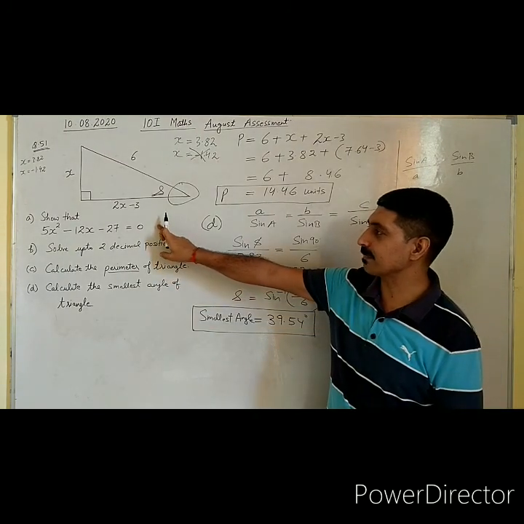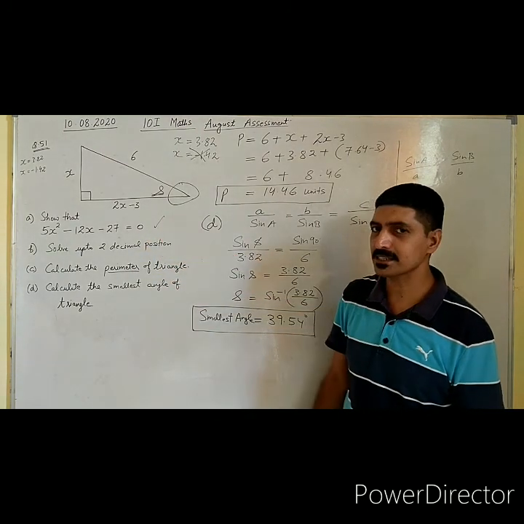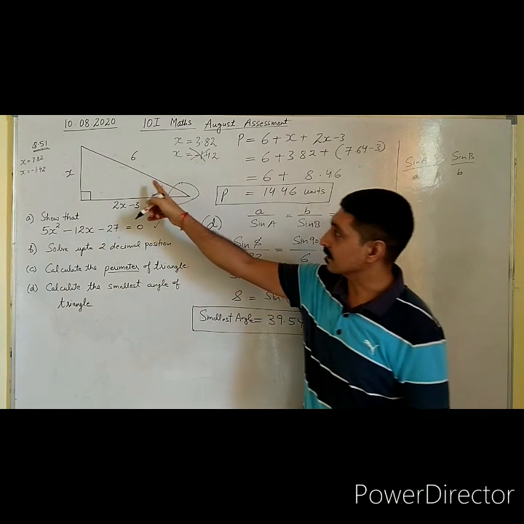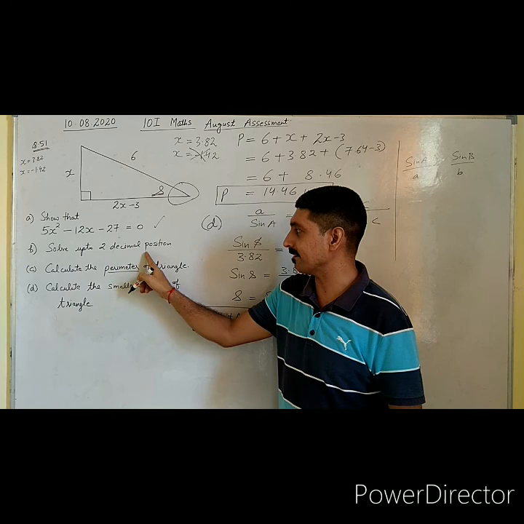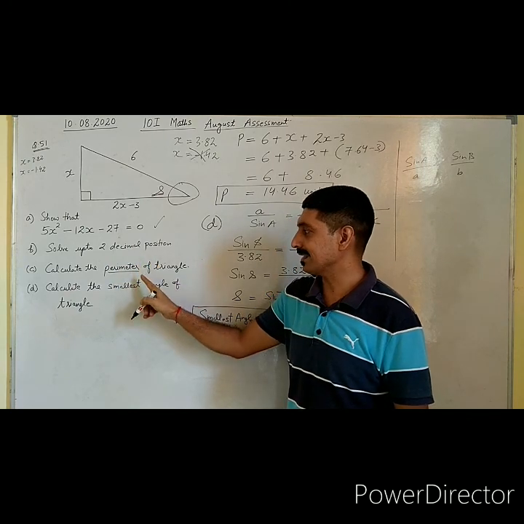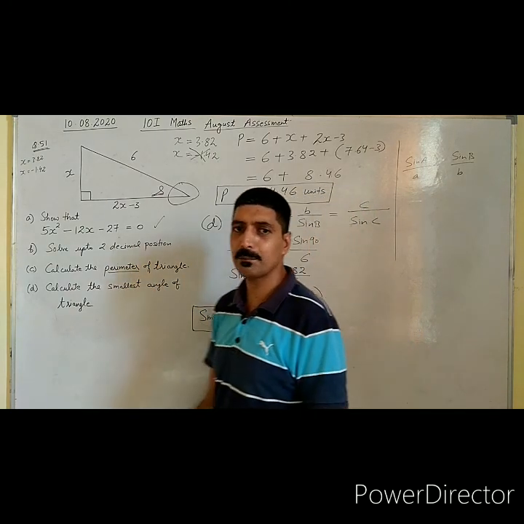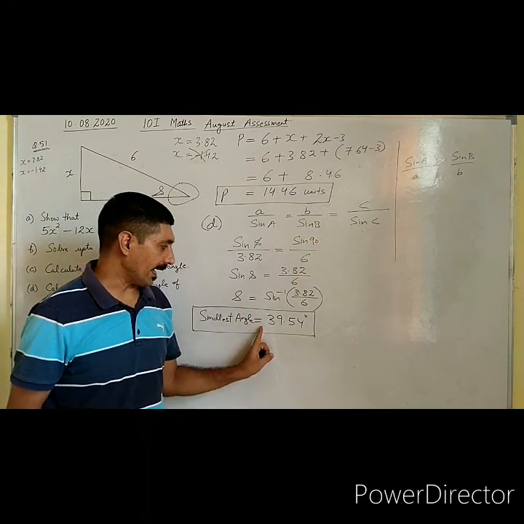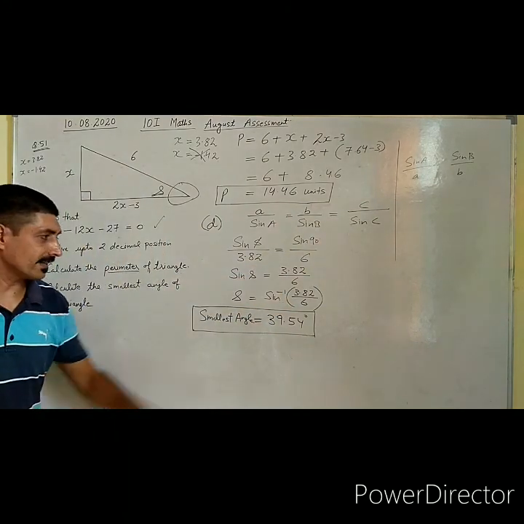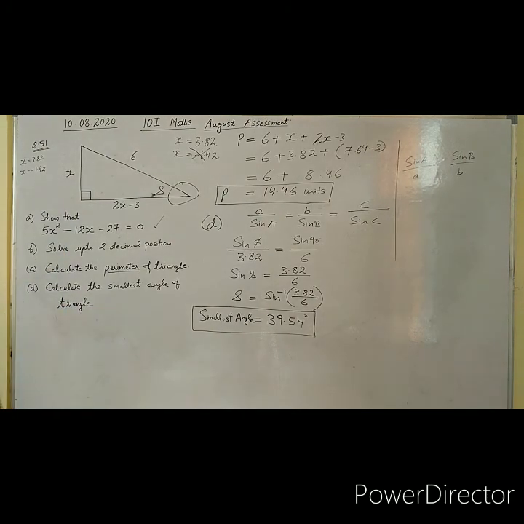First, with the help of Pythagoras theorem, we applied it and found this equation. Then with the quadratic formula, then the perimeter, and we found with the help of the sine rule the smallest angle, that is 39 point 5.